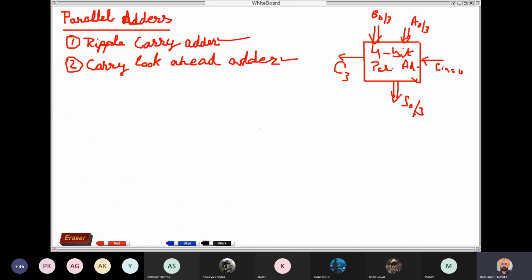So we have, since one block represents a 4-bit adder, we need four 4-bit parallel adders to design a 16-bit adder.